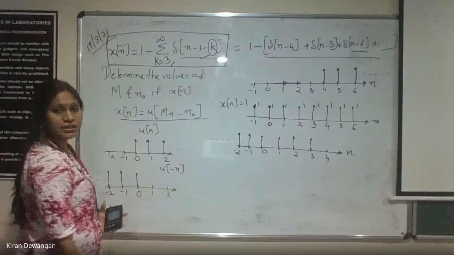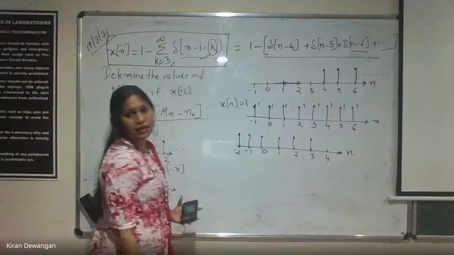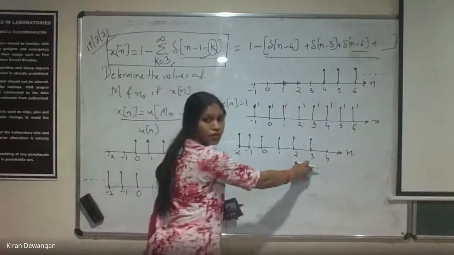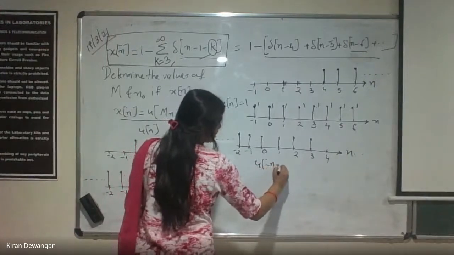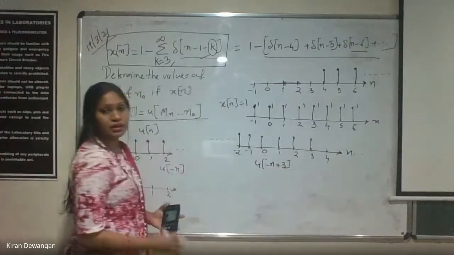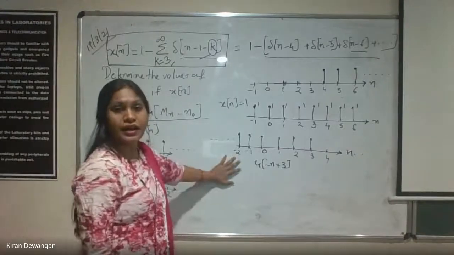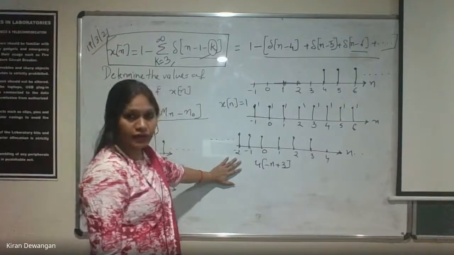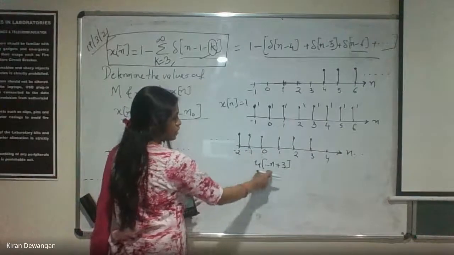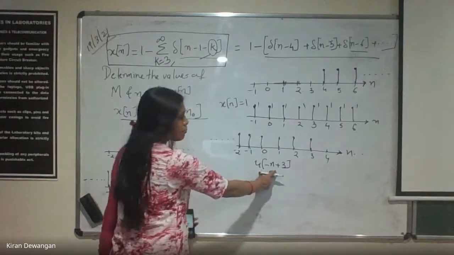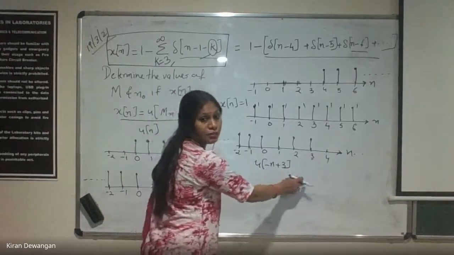u of minus n is all this, and plus 3 is also there. Here 1, 2, 3 values are also there, right? So this is our u of minus n plus 3. Is this clear? Clear or not, students? We can write this in terms of u of n as this one. If it were starting from 0, then it would be only u of minus n. But here we are having values for 3 also. So it will be u of minus n plus 3.